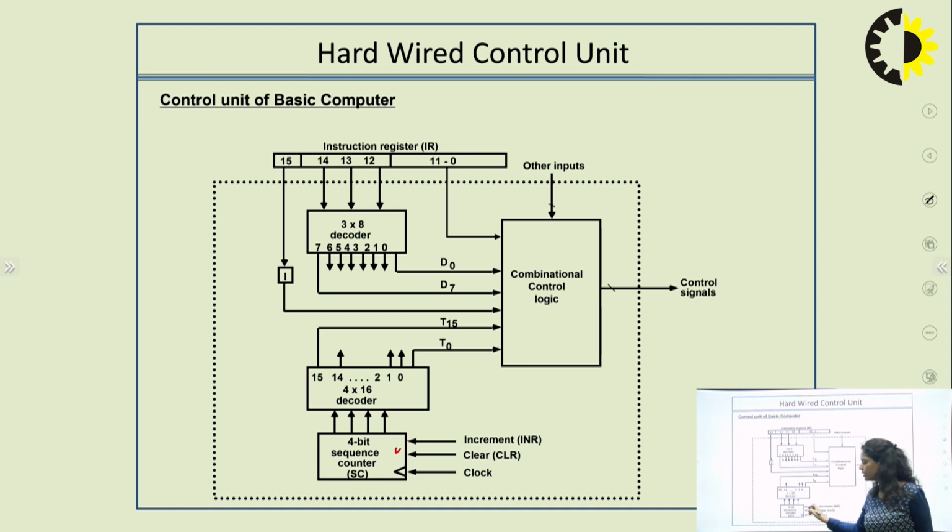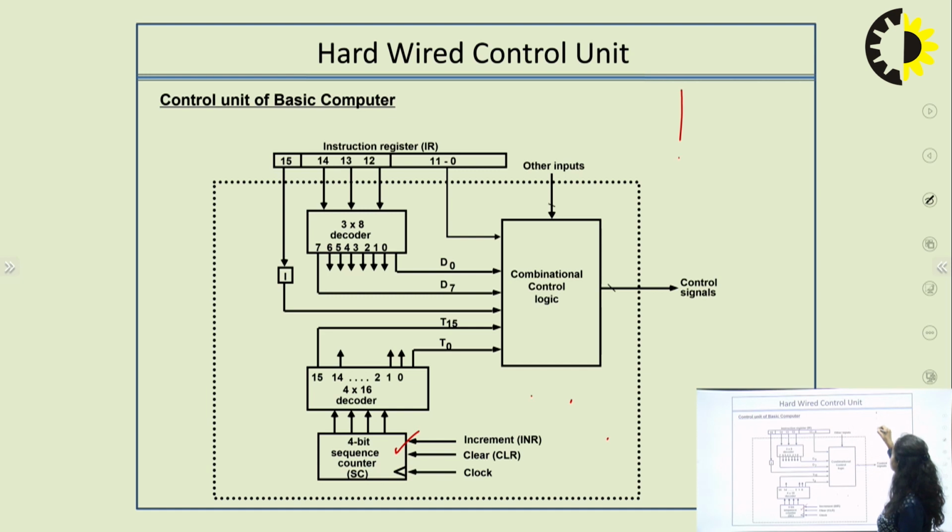We have again a sequence counter to generate timing signals from T0 to T15 for the smooth conducting of these tasks under a particular time duration. This sequence counter will be of 4 bits. And here we are using a 4 to 16 line decoder to generate 16 timing signals from this 4-bit sequence counter. So let's start with this instruction register, which is all happening over here in this hardware control unit.